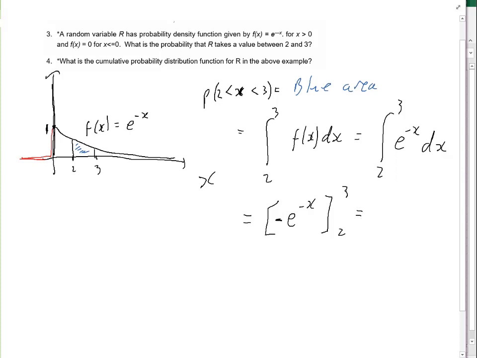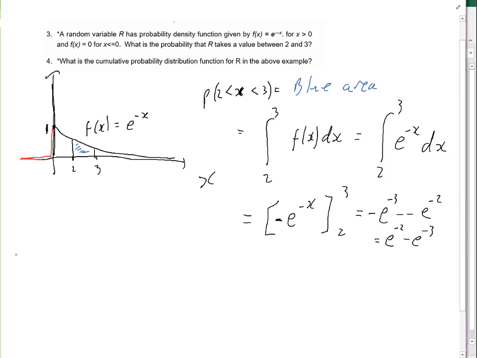So put in 3, so you're going to have minus e to the minus 3 minus, put in 2, minus e to the minus 2. So you have minus e to the minus 3 minus minus e to the minus 2 and subtract them. So it's going to look better the other way around, e to the minus 2 minus e to the minus 3. So kind of awkward looking answer, but that's the probability. On a calculator, you can work out the decimal.